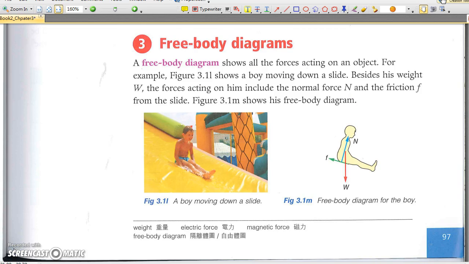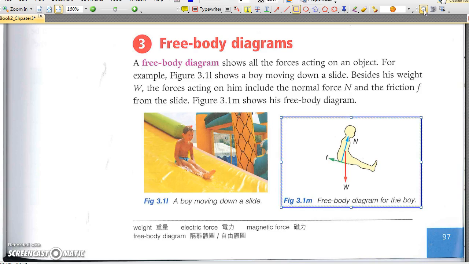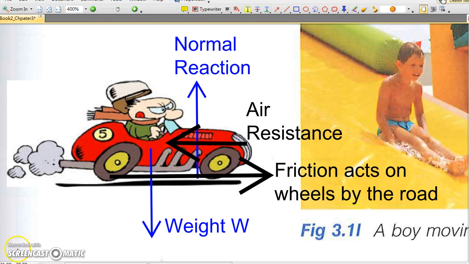3. Free body diagrams. A free body diagram shows all the forces acting on an object. In a free body diagram, there should be one mass only. If the mass is a combined object, then all the internal forces should not be shown.